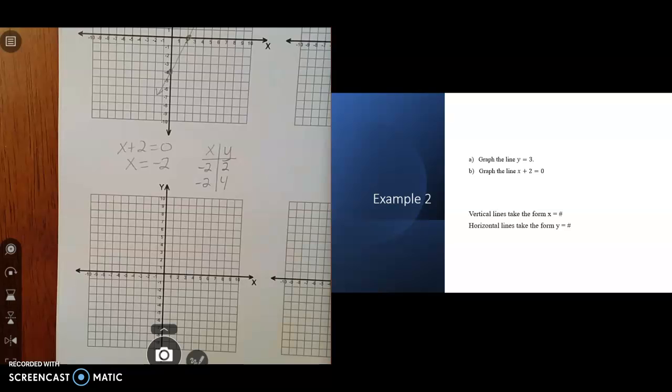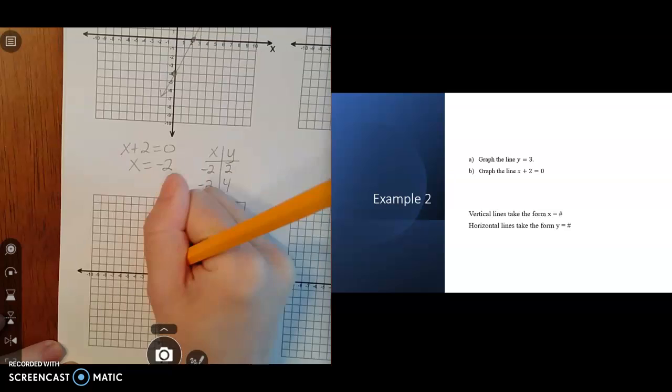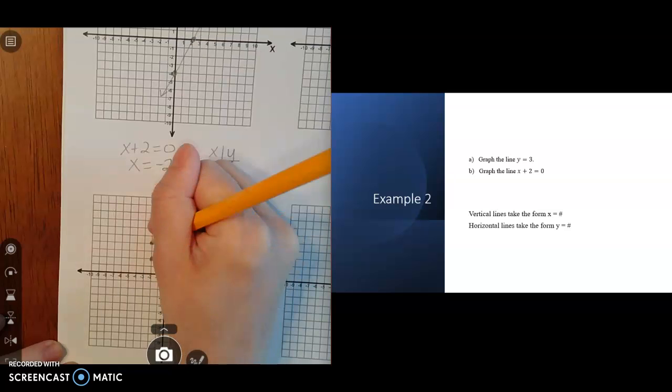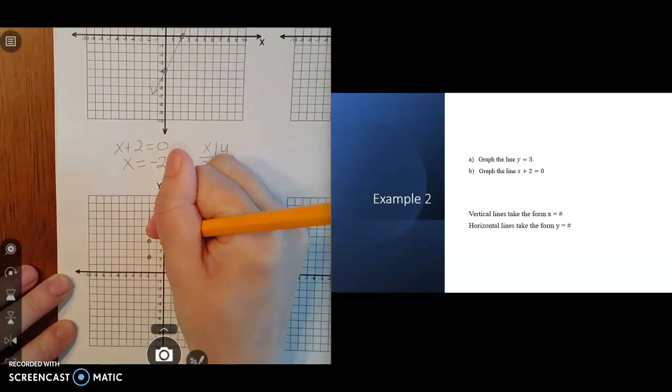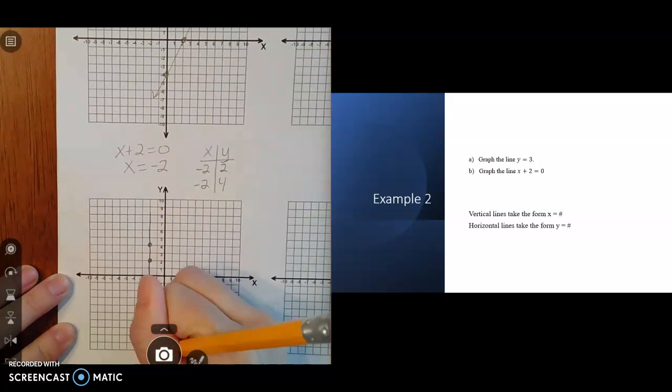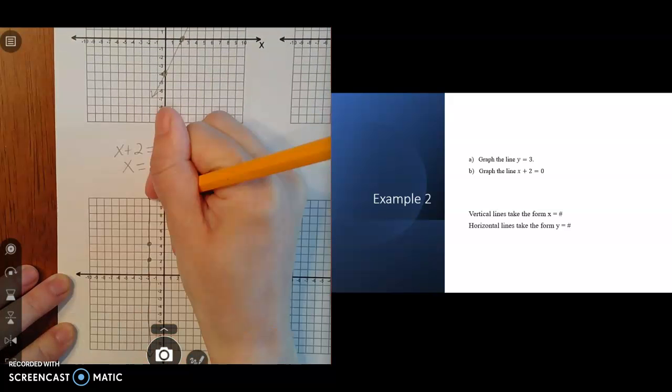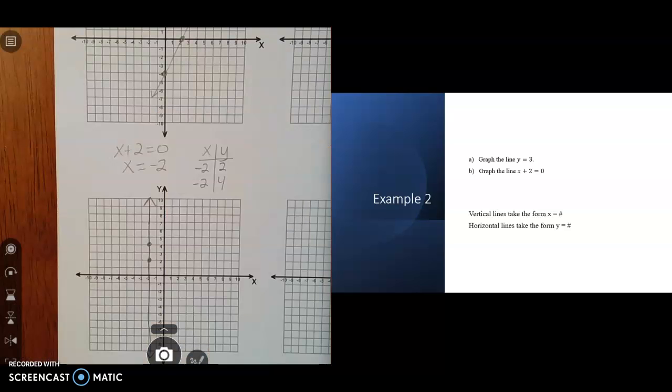And then you can plot your points. We'll have negative 2, 2. We'll have negative 2, 4. And we can connect the dots, and you can see that this one is a vertical line. Okay. So in general, vertical lines are going to take that format of x equals some number, and horizontal lines take a format of y equals a number.